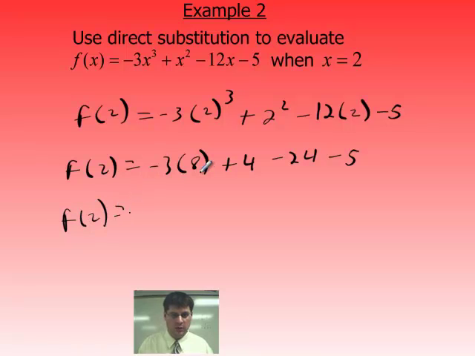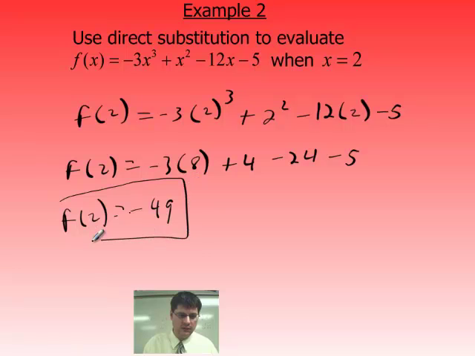And then we multiply negative 3 and 8. That's going to give us negative 24. We're going to add 4, gives us negative 20. And we work this whole thing out. It should come out to be negative 49. So f of 2 equals negative 49.